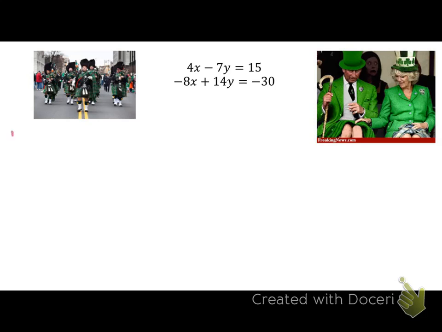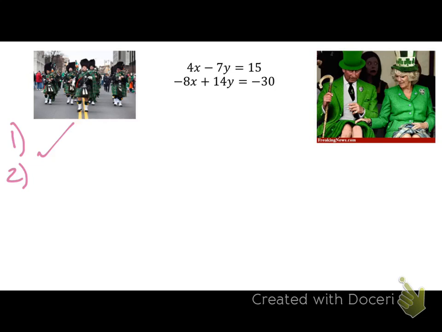All right. So step 1. Are they lined up? X is on top of X's, Y is on top of Y's. Yes. Do I have a variable with the same number in front of both? Ooh, I don't. My X's don't share the same number, and my Y's don't share the same number. So we've got to make it so that they both have the same number in front.